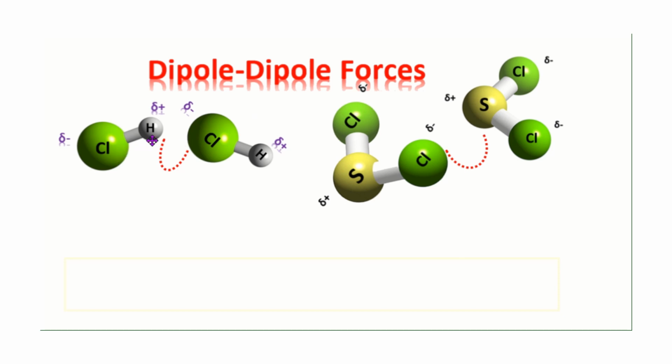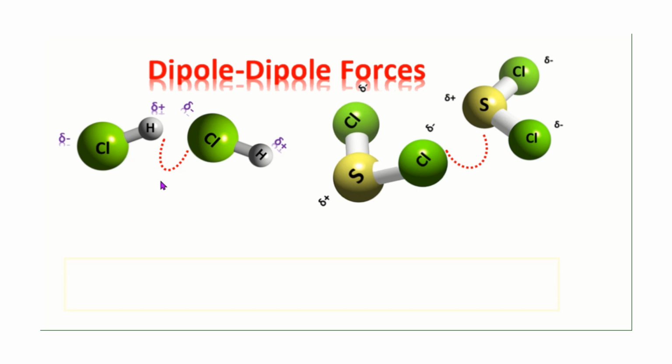If we look at HCl, H has an electronegativity of 2.1, and chlorine has an electronegativity of 3. So there's an unequal sharing of electrons. The electrons are closer to the chlorine, so the chlorine becomes slightly negative and the hydrogen becomes slightly positive. Because of its linear structure, there's an asymmetrical distribution of charge. So this is a polar molecule.